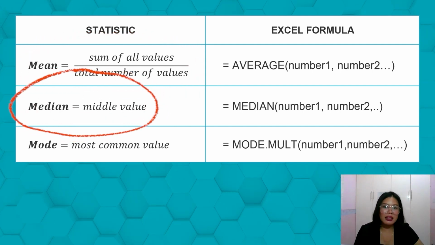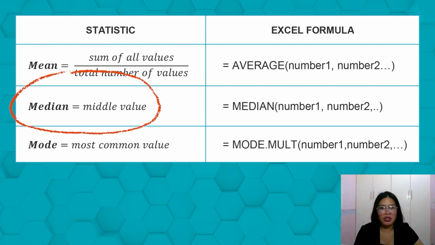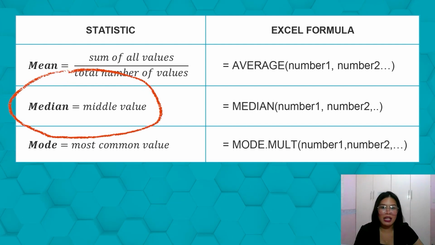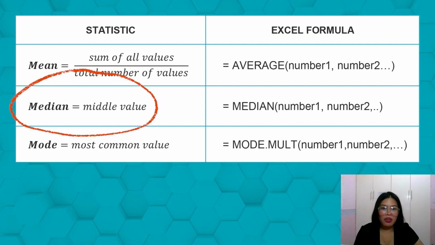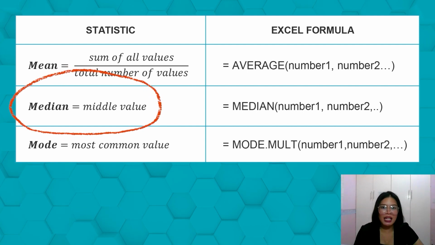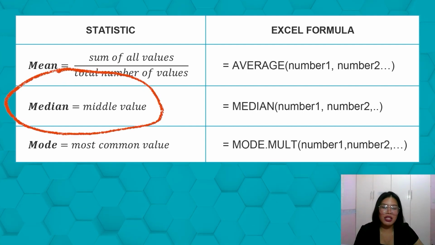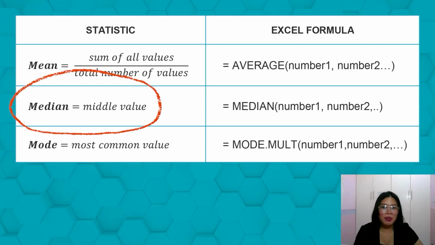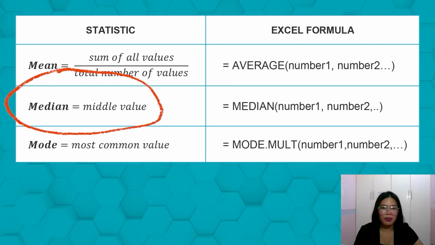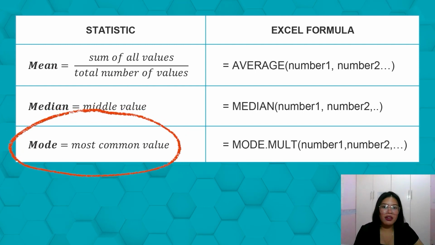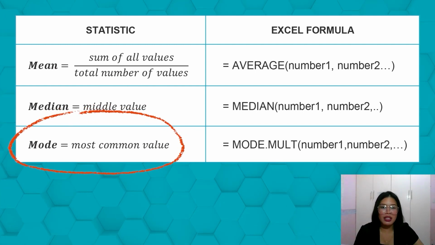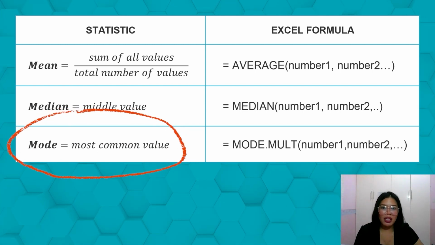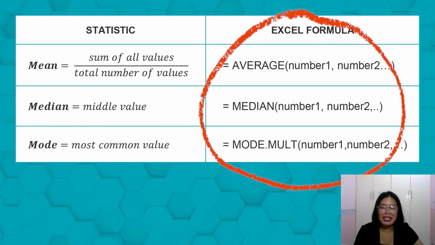The median is the midpoint in a range of numbers when all of them are orderly arranged. It is also called the 50th percentile, meaning 50% of the values in that distribution fall above that value and 50% fall below that value. Then the mode, or the most frequently occurring number in the data. The Excel formulas for these are shown in this table.